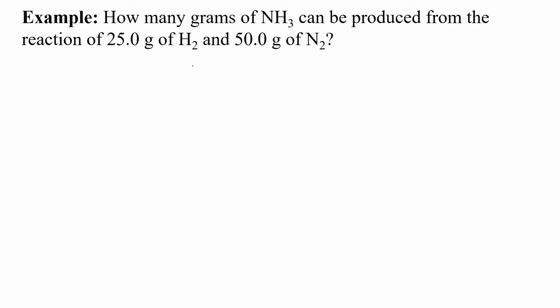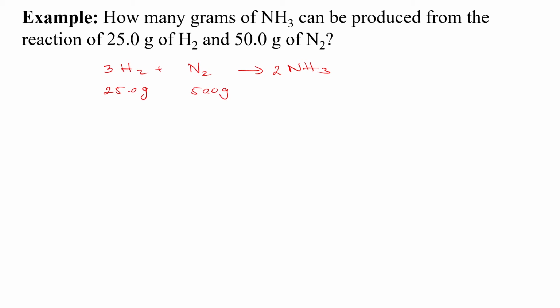So in this example, let's first write down the balanced equation. The question is how many grams of ammonia can be produced from 25 grams of hydrogen and 50 grams of nitrogen. So we have hydrogen. Let's balance this equation. So we have 2 ammonia here and 3 hydrogen. So now it is balanced. We have 25.0 gram of hydrogen and 50.0 gram of nitrogen.